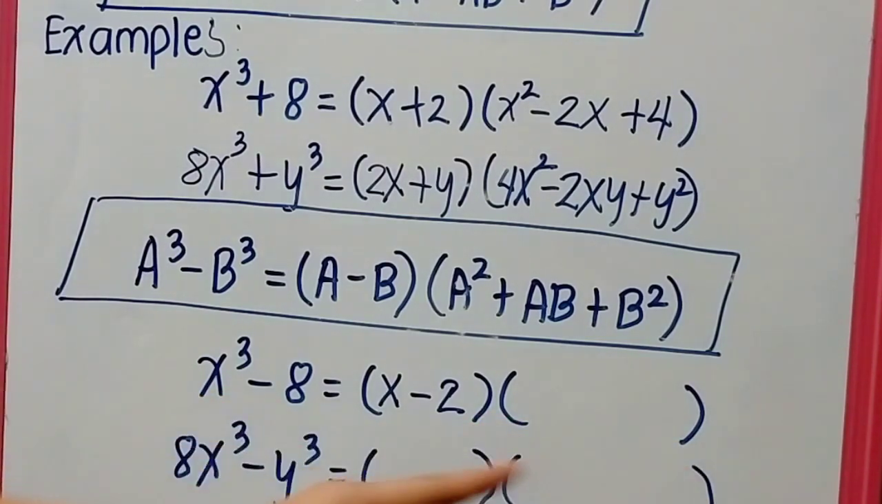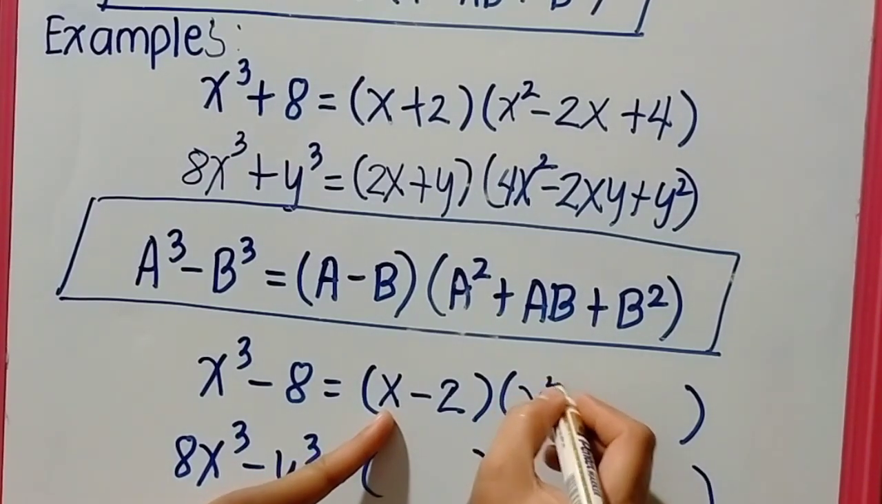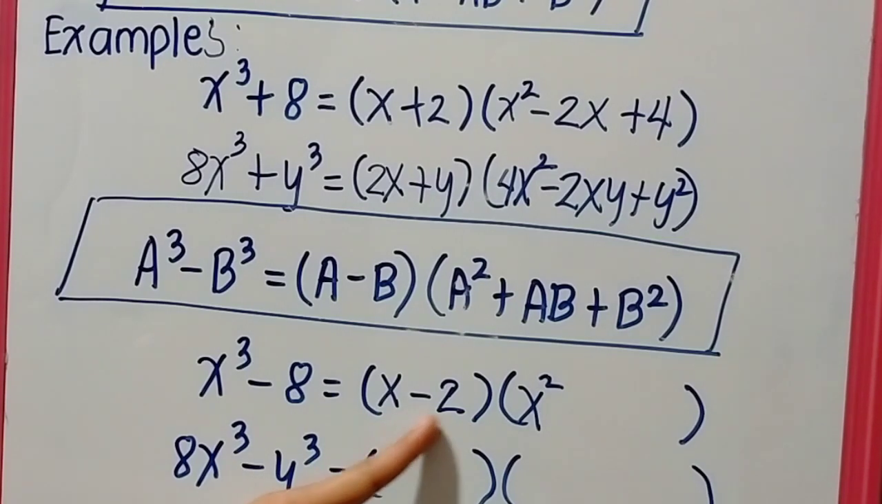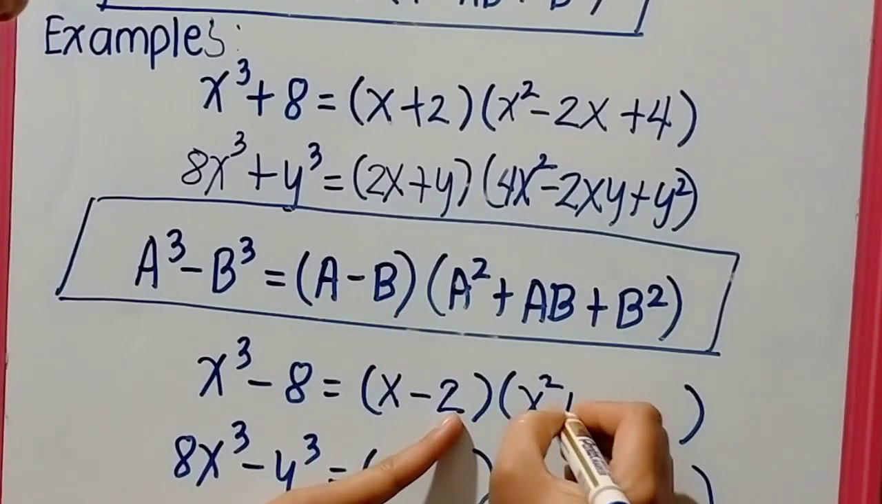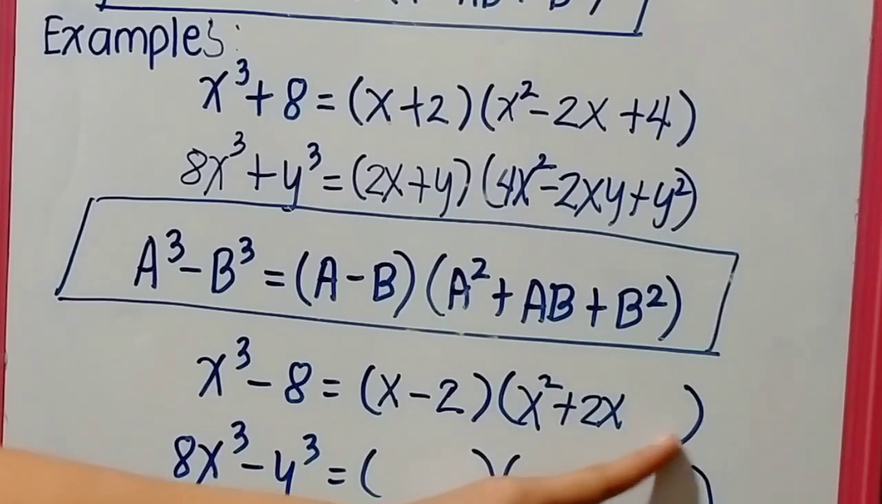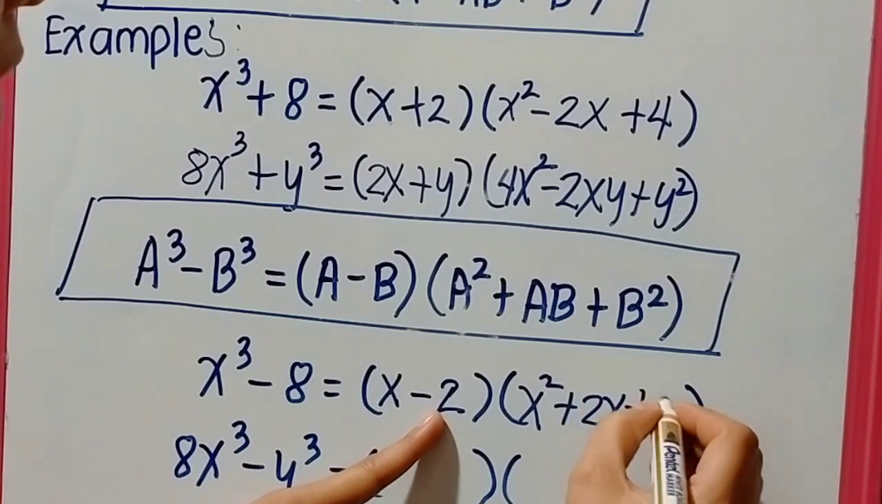To get the other factor, we will just square x, x squared. And then after that, we will get the product of these two. x times negative 2 is negative 2x. We will get the opposite of the sign. It will become positive 2x. And then the last term will be the square of this. Negative 2 times negative 2 is positive 4.